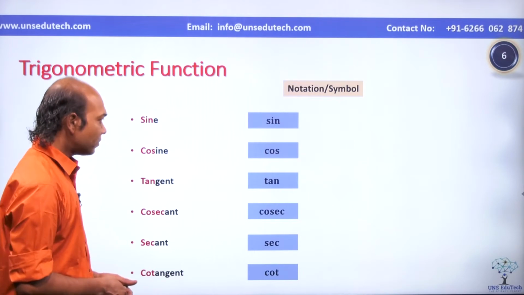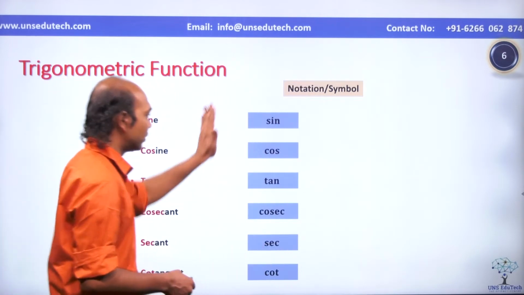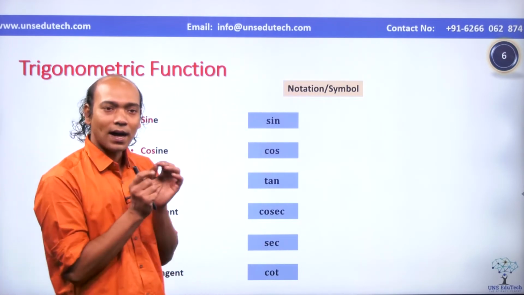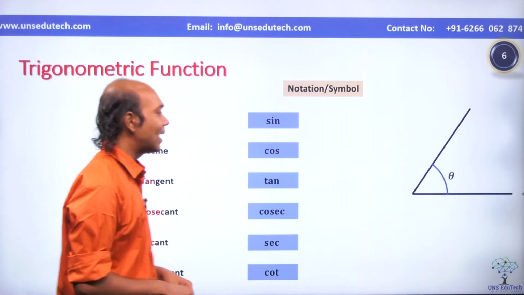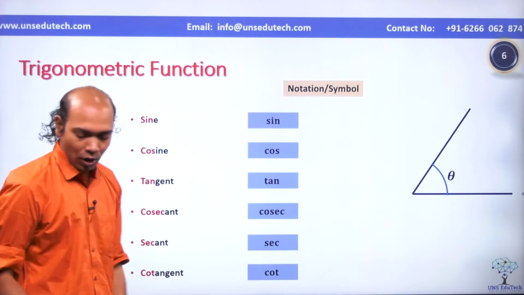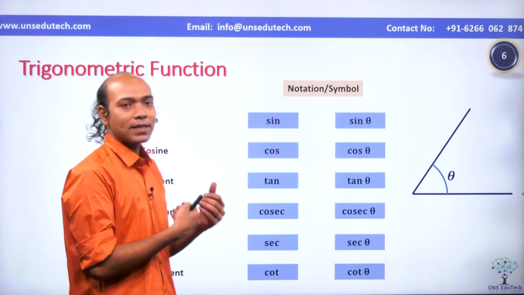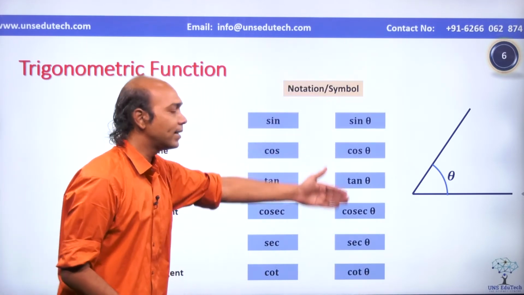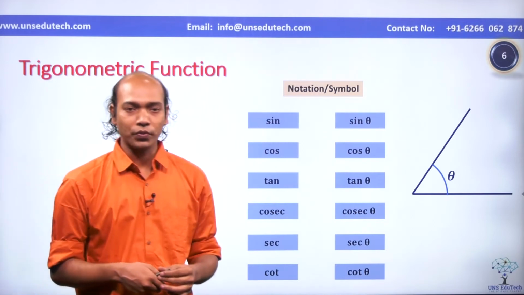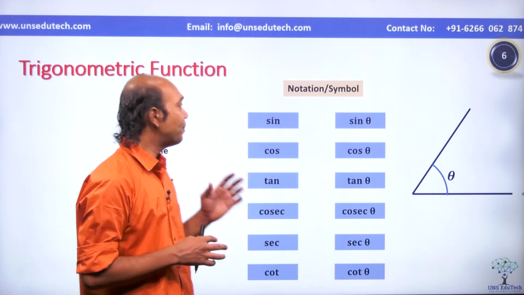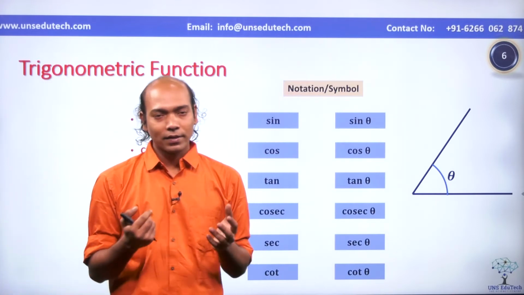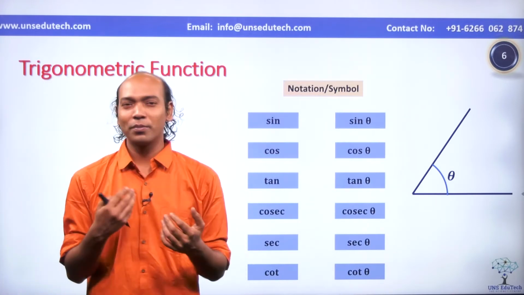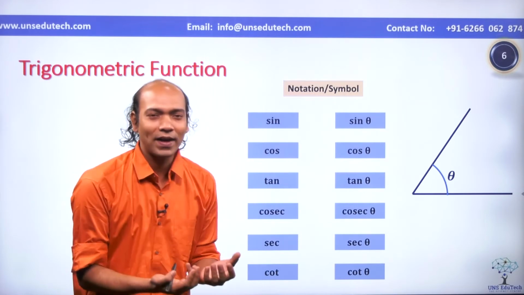Now all these functions are defined on some angular measure. So what is the angle? We take the angle as theta, and whatever we are asked, we find the values of sin theta, cos theta, tan theta and so on. So this is the basic idea of trigonometric ratios, or trigonometric identities, or trigonometric values, whatever you call them.